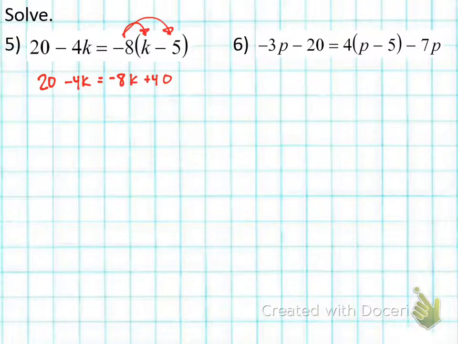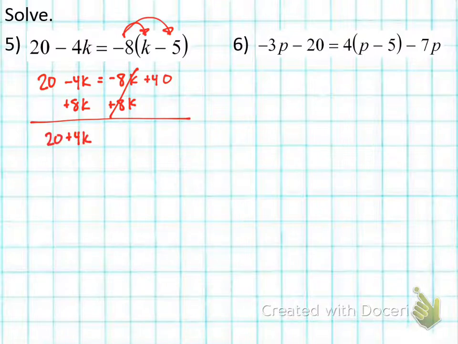The way you do that is you have to do the opposite of negative 8k. What's the opposite of negative 8k? Plus 8k. So I'm going to add 8k to both sides. That's going to combine the like terms, because on the right-hand side they're going to disappear. And then negative 4k plus 8k is positive 4k. And then we got 20 here also. So we got 20 plus 4k is equal to positive 40.